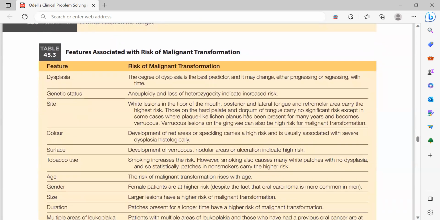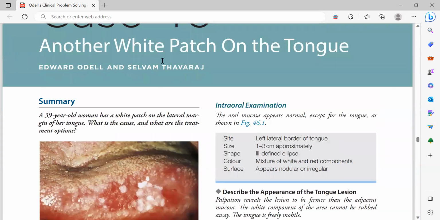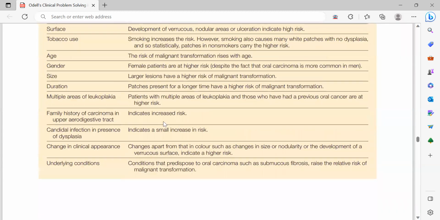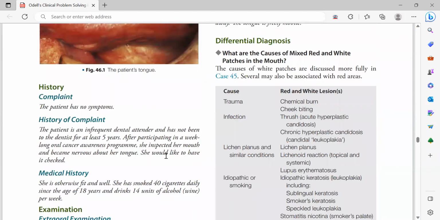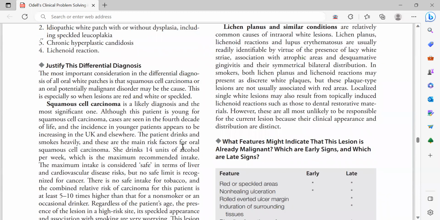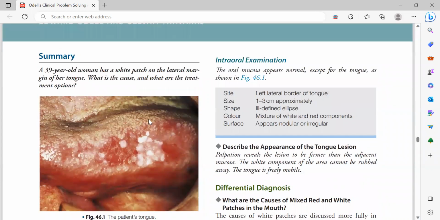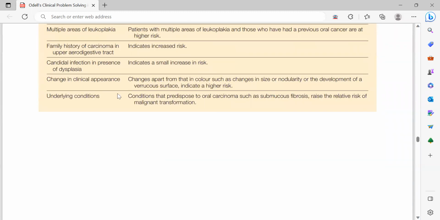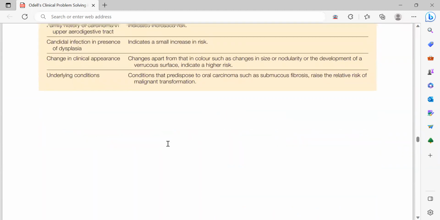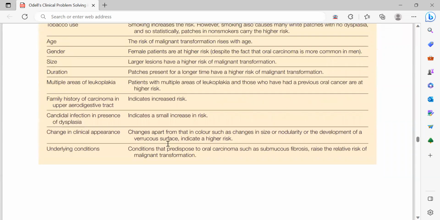So this is the leukoplakia chapter, and in the following page, another white patch on the tongue. This chapter is also similar to this one, but it would have more signs and symptoms. Like you will learn, this is quite similar, but in this chapter, it has turned into a cancer. Here, it's just a leukoplakia. So if you read these two chapters together, you will get an idea, and I will also provide you the list of the chapters or the Odell cases that you need to do with the following TG topics.